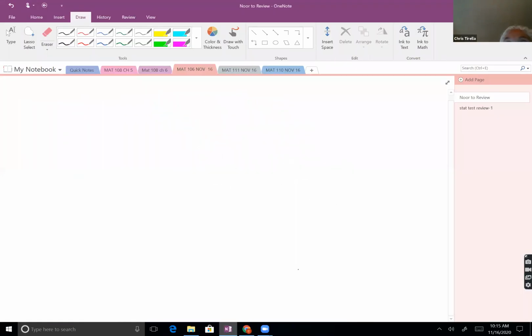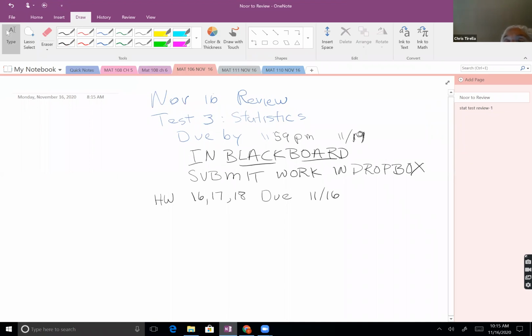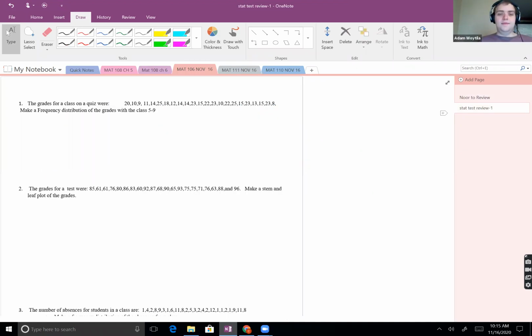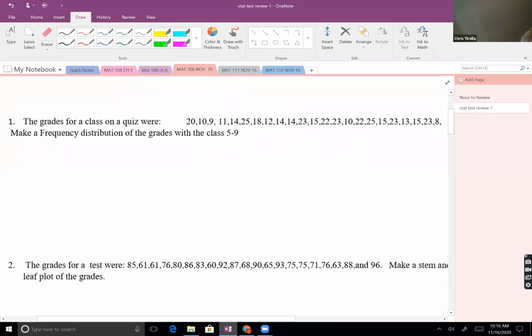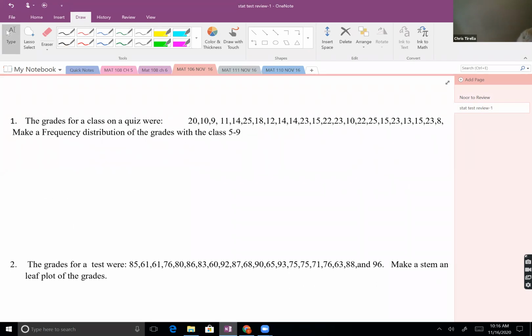So now going to review. I took the liberty of redoing that sheet with spaces in between to write on in class. I'm going to try to make these a little bit bigger. It should be the same information that I had put in Blackboard, just spaced differently. So the first one asks you to make a frequency distribution, and it's going to be a grouped frequency distribution. For this grouped frequency distribution, our data values are our quiz grades.